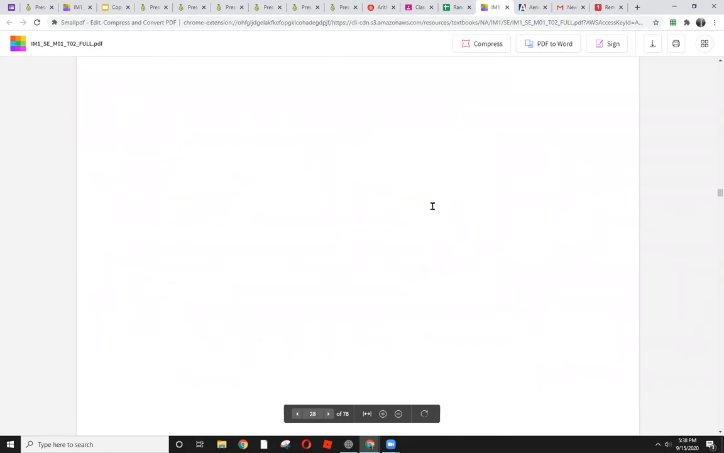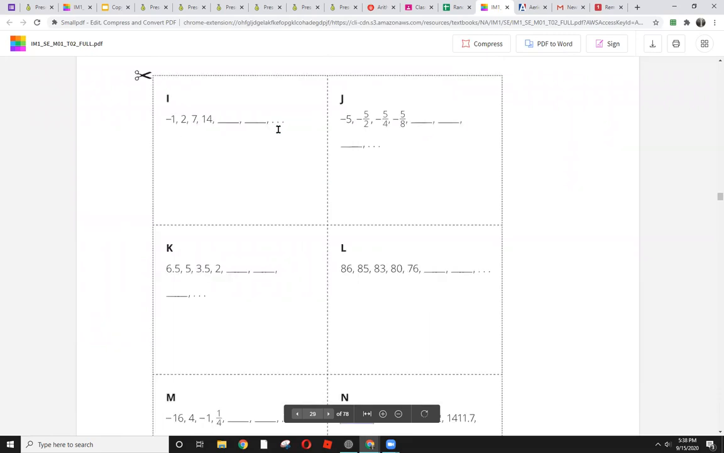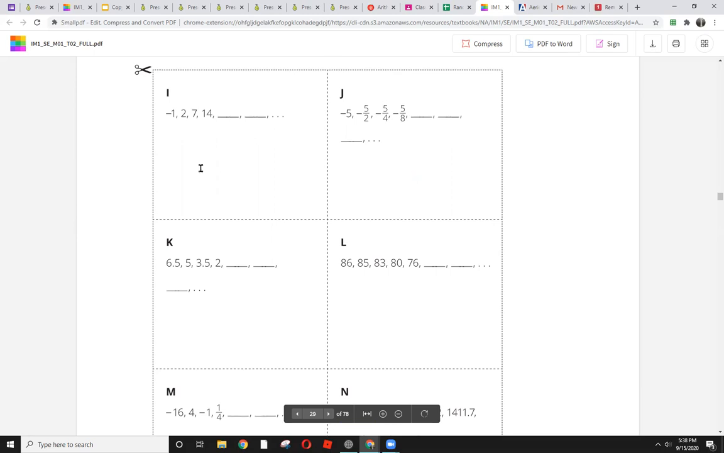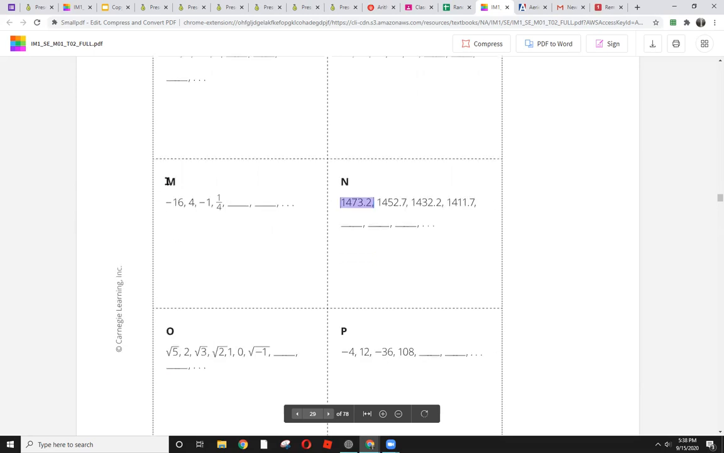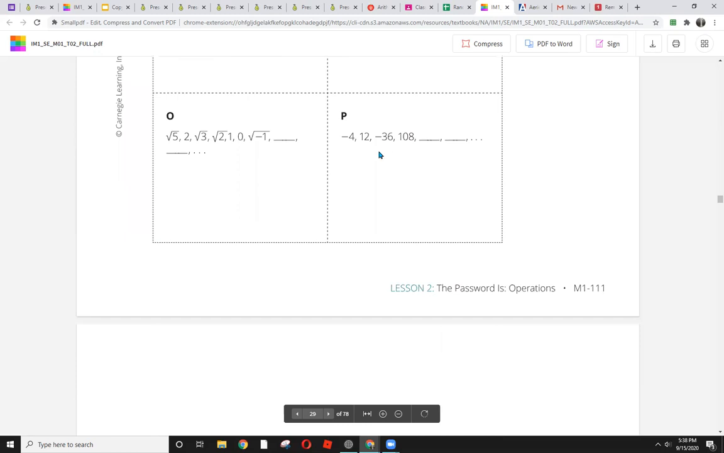H, arithmetic. I, neither. J is geometric. We're multiplying by 1/2, so r would be 1/2. K, we say arithmetic. L is neither. M is also geometric. We're multiplying by -1/4. And that's how you change from negative to positive to negative to positive. N is arithmetic. O is neither. And P is also geometric. We are multiplying by -3. That's how we get that negative, positive, negative, positive.